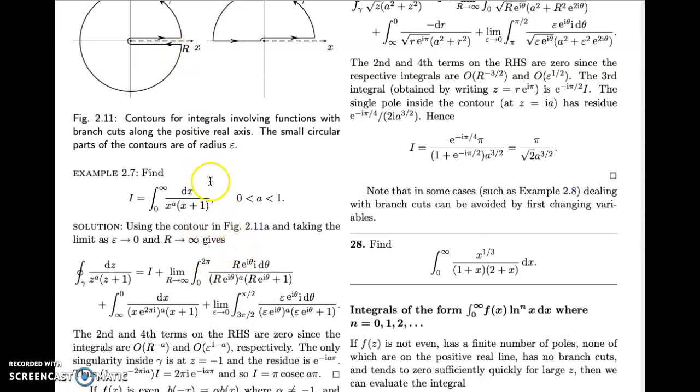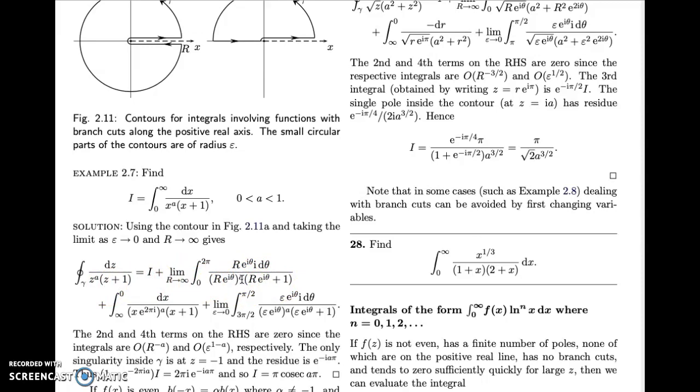Well, okay, as usual, z equals r times e to the i theta. Differentiate with respect to theta, the i comes down, and you end up with this. So this is dz. Then, well, we're considering z to the a over z plus 1, so this is where the z is z plus 1, and this is z to the a here.